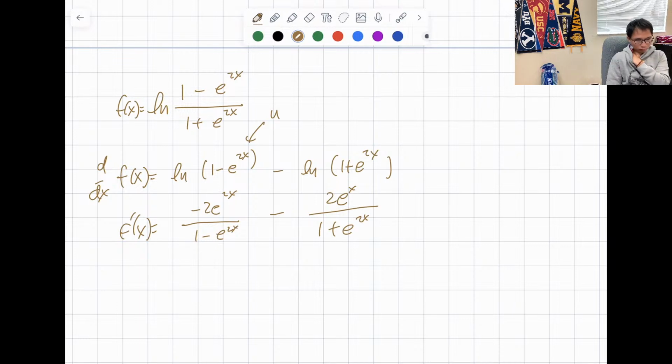Wait, why is the second one not 2e? On the right side, would it be 2e to the 2x? Yep. Good job. Guys, got it?